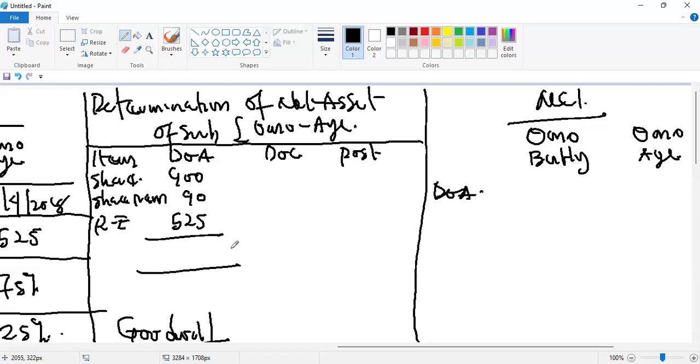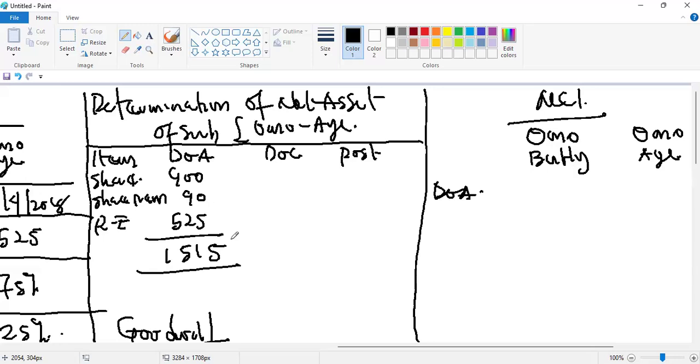The one that has changes has told me. This one, there's no changes. What will you want me to do? 900 plus 90 will give us 990, plus 525. What is the figure? Please help me with the figure. 1515. Thank you, my brother. 1515. That's all.